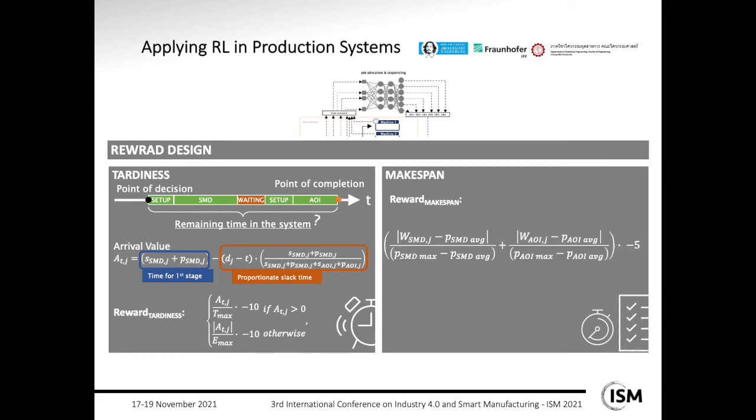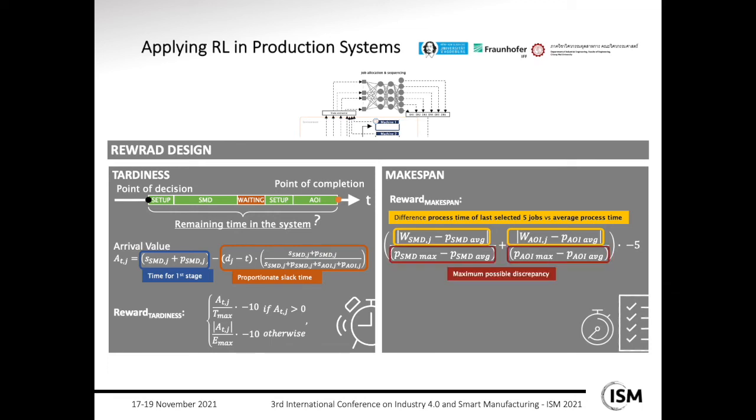On the makespan side, we want to have a balanced capacity utilization, and therefore we're calculating the different process time of the last 5 selected jobs and comparing this with the average process time. And again, to divide this in a value range between 0 and -10, we compare this to the maximum possible discrepancy that this value can have.